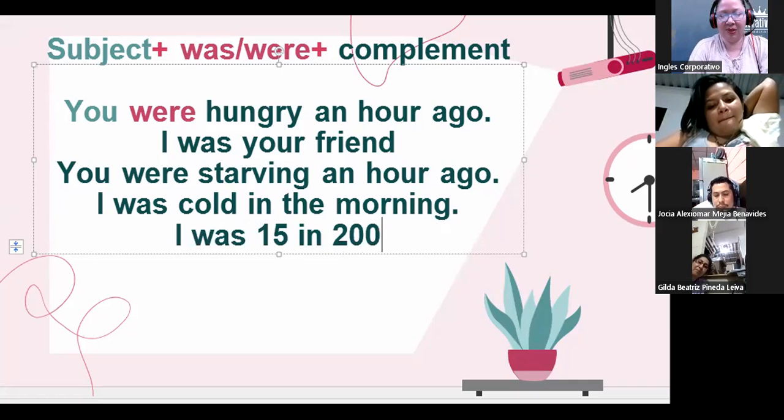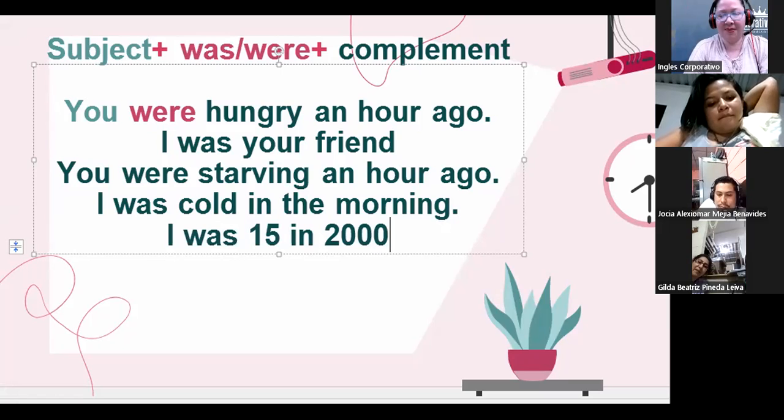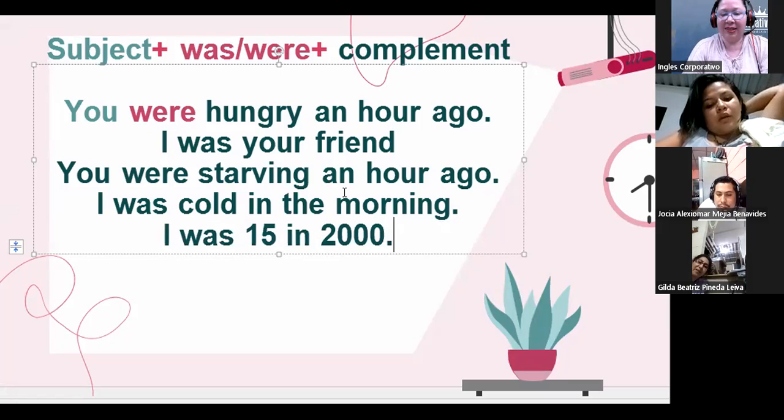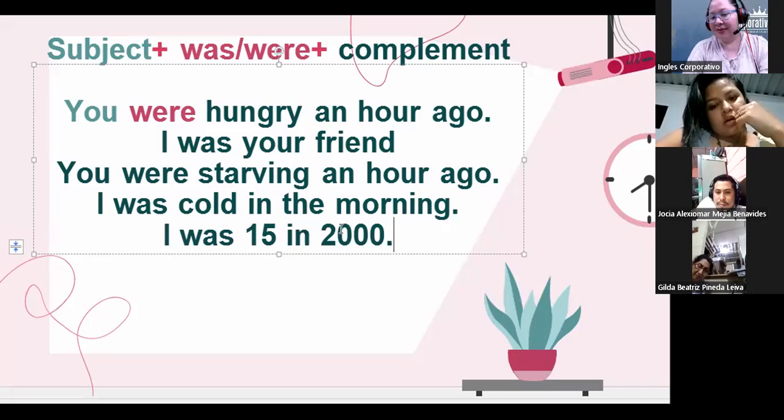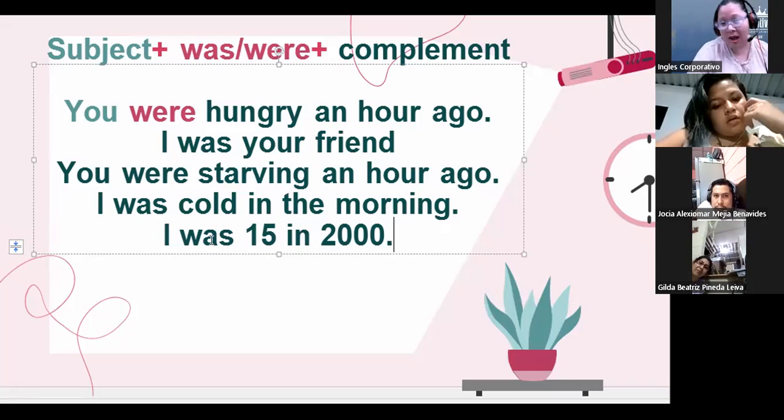Yo tenía 15 años en el 2000, ¿verdad? I was 15 in 2000. Este was no se traduce como era, pero se dice en inglés was, ¿ok? Yo tenía 15 años en el año 2000.